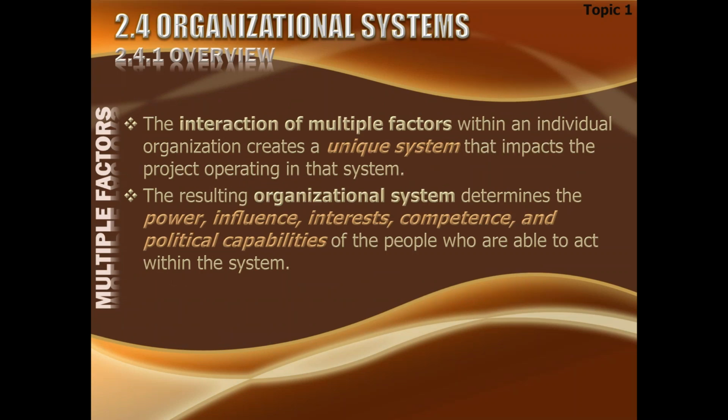The interaction of multiple factors within an individual organization creates a unique system that impacts the project operating in that system. The resulting organizational system determines the power, influence, interest, competence, and political capabilities of the people who are able to act within the system. You see, whenever there is a system, the system has a mechanism, and the mechanism will also include humans. Wherever there is a human, there is power and there is influence, and the people have different interests, they have different competencies, and they have different political capabilities which they can manipulate.